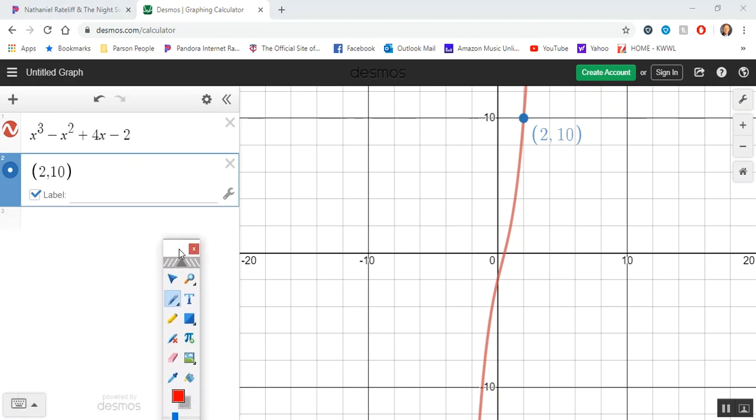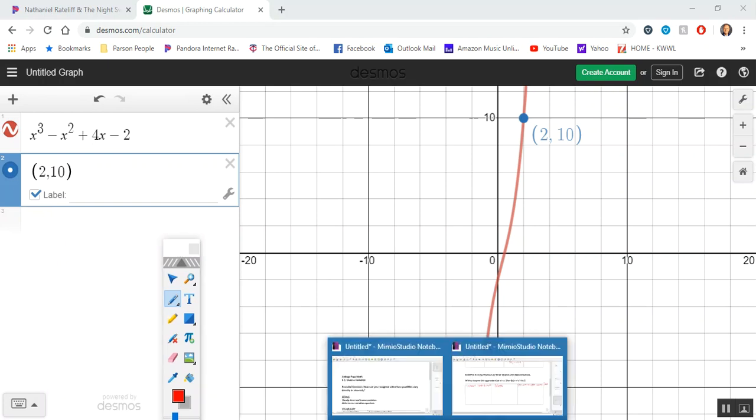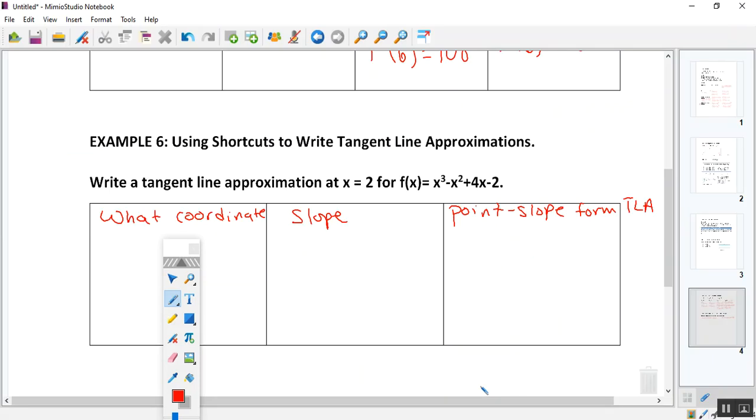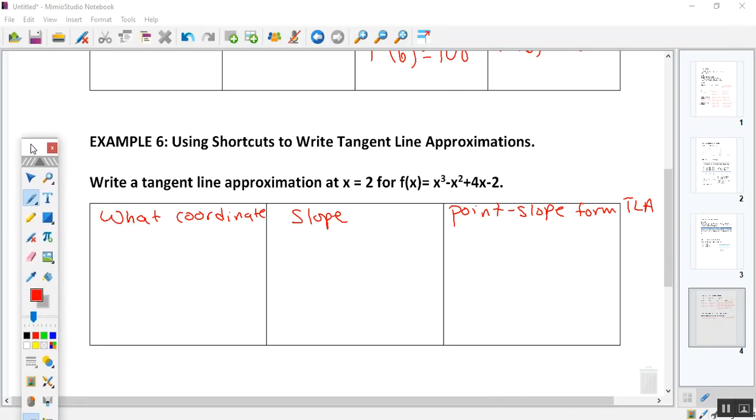We need to come up with a tangent line approximation. We already know the point that we're going to pass through. So if a tangent line approximation is going to be found by knowing what coordinate we're going to pass through, and we know the coordinate is what again? 2 comma 10. We would need to know the slope. What's going to help us find the slope now, kids? Shortcuts. Okay, so let's find f prime of x here.